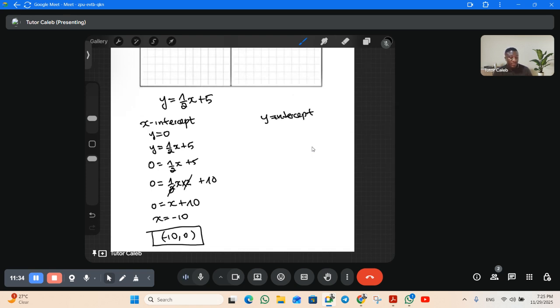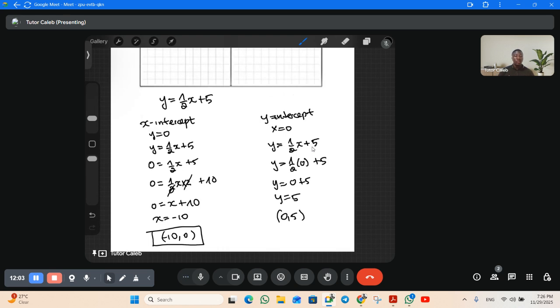at the y-intercept, x equals 0. So plug 0 in the equation y equals half x plus 5. If we put x to be 0, we'll have y equals half times 0 plus 5. We know that anything times 0 is 0. So we get y equals 0 plus 5. So y is just 5. This gives our y-intercept to be 0 and 5.